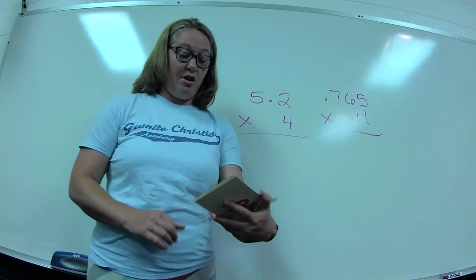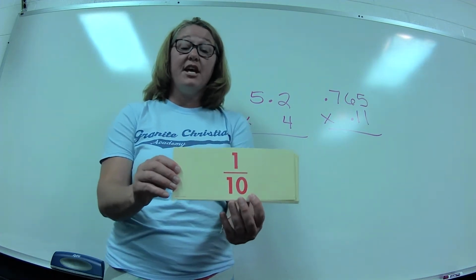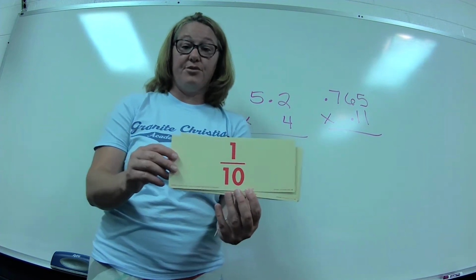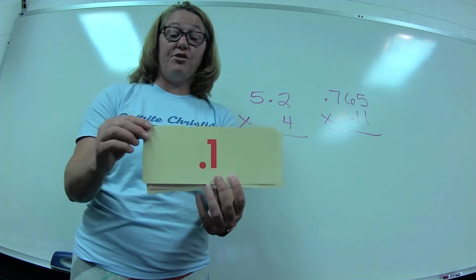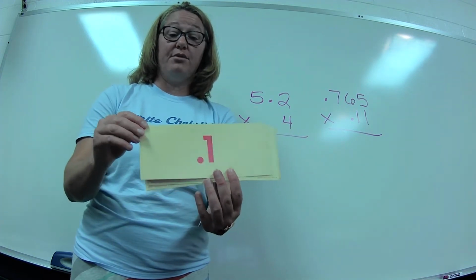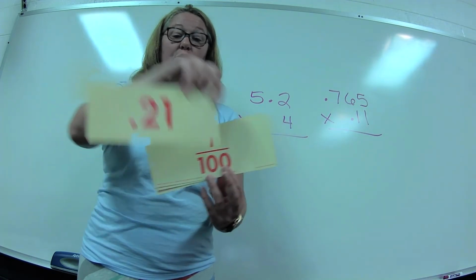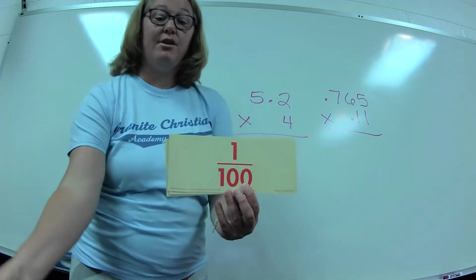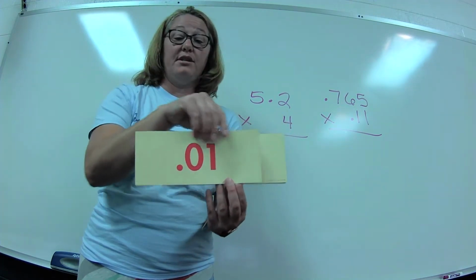We're going to start with some fraction cards, taking the fractions and putting them into decimals. So this is 1/10. Remember, a decimal is just another way of writing a fraction. 0.1. 21 1/100ths. 0.21. 1 100th. 0.01.